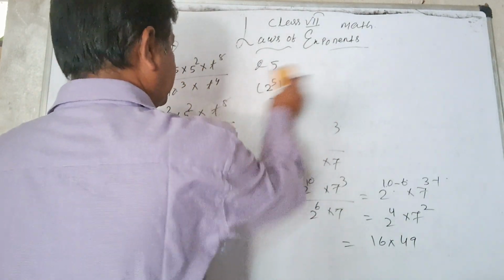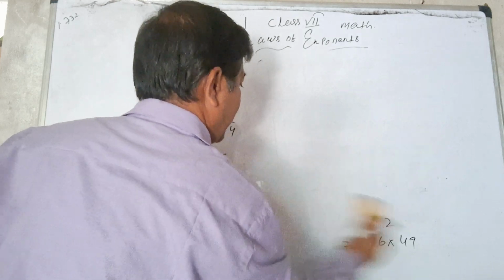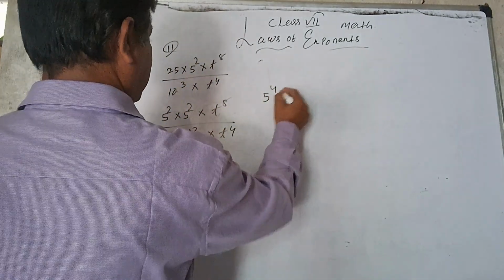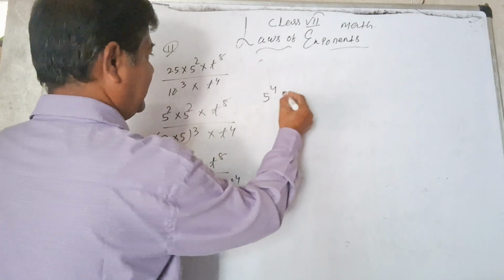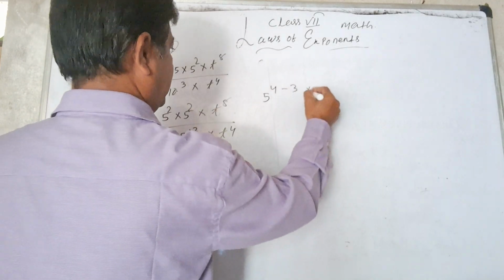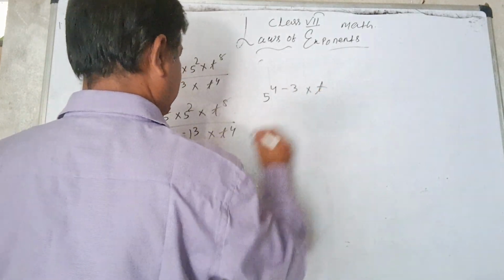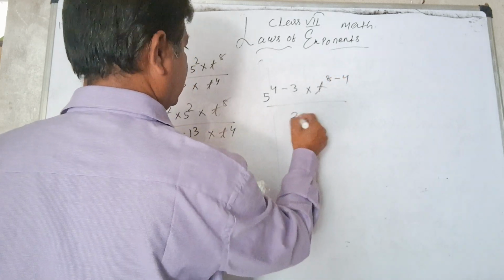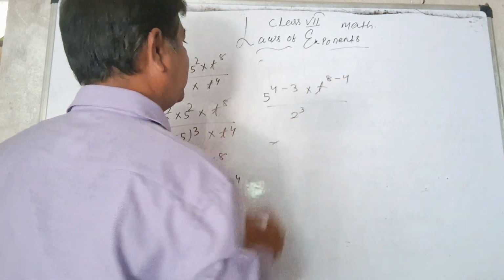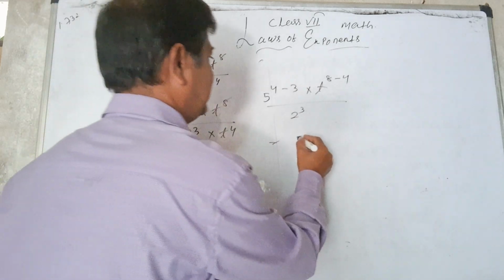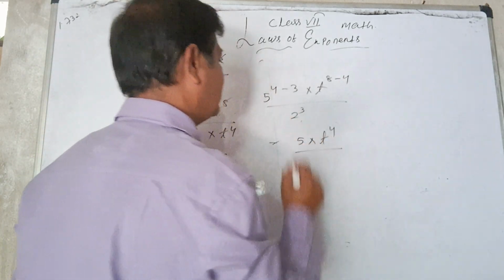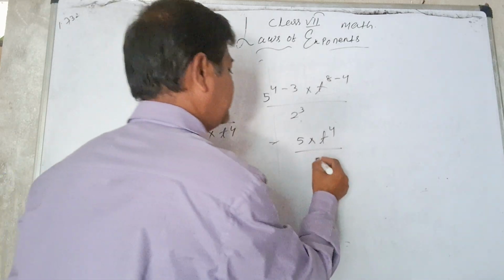Now, 5 to the power 4 divided by 5 to the power 3, 4 minus 3, only 5. And t to the power 8 divided by t to the power 4 means subtraction, t to the power 8 minus 4. Divided by 2 to the power 3, which is 2 into 2 into 2, 8. That is the answer.